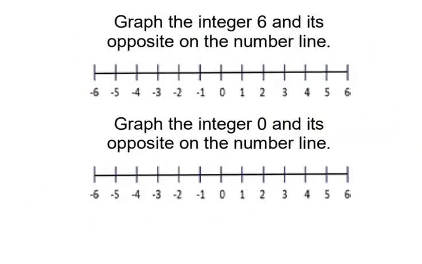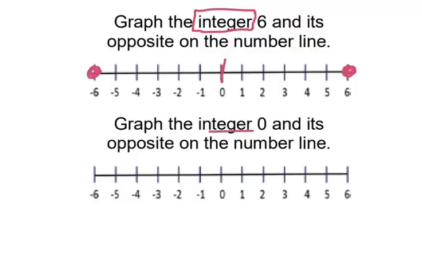All right, these are some quick ones. Graph the integer. Remember, an integer is any number, positive or negative, that includes 0 and does not have a decimal or a fraction. So graph the integer 6 and its opposite. I'm going to put a dot right there, then go through the 0 and go the same distance on the other side of the 0, and there's our opposite.